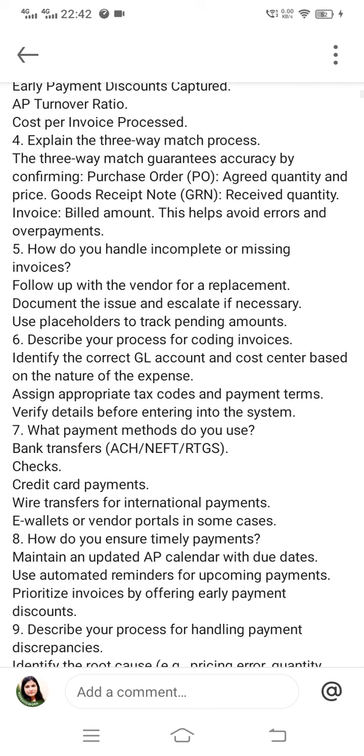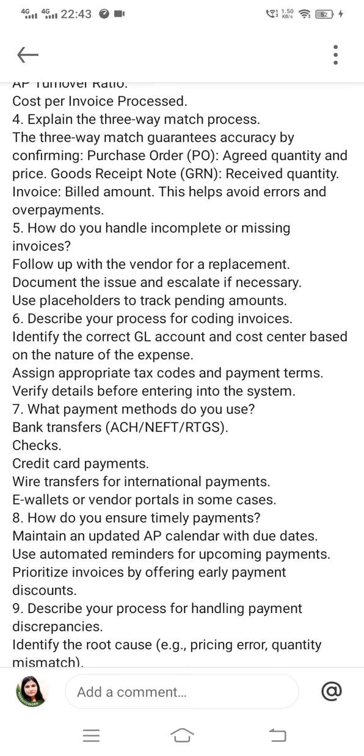And sixth question we have is, describe your process for coding invoices. So this is a coding invoices question. Let's check what is in that. Identify the correct GL account and cost center based on the nature of expense. Assign appropriate tax code and payment terms. Verify details before entering into the system. So this is the process for coding invoices.